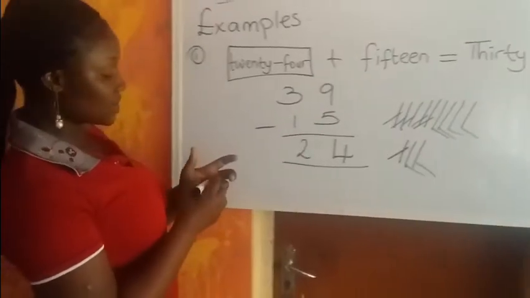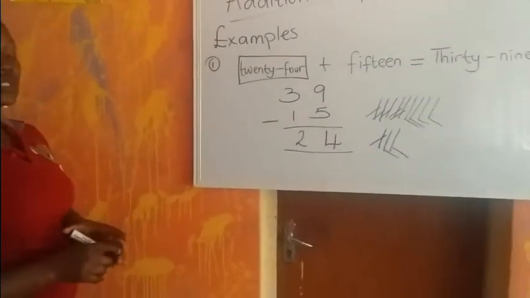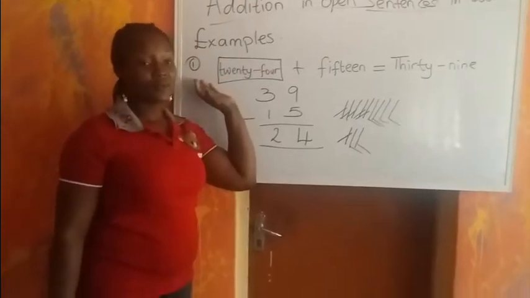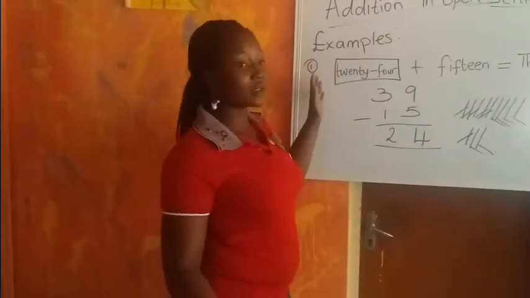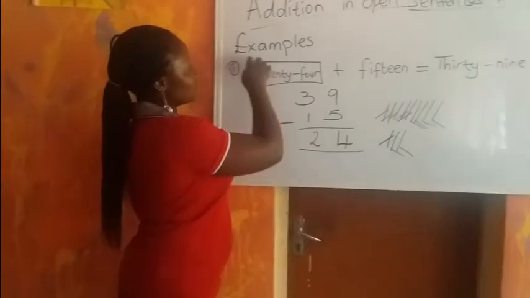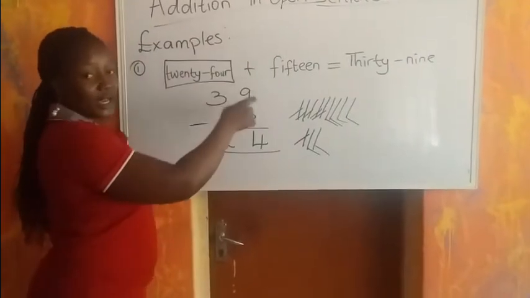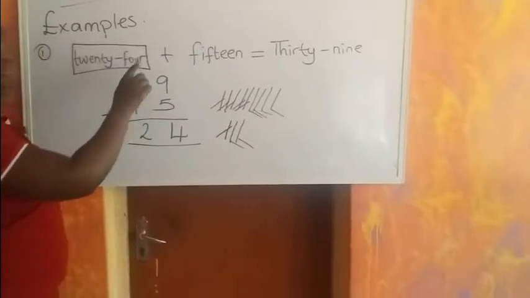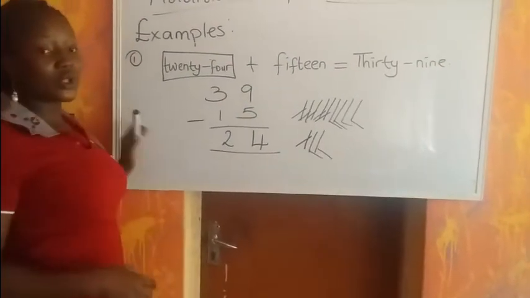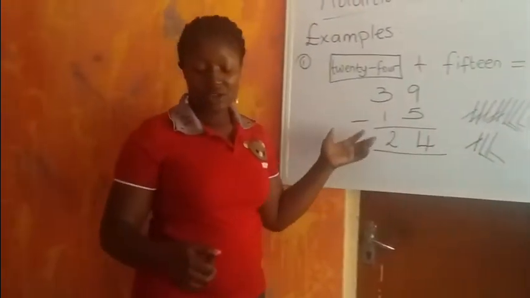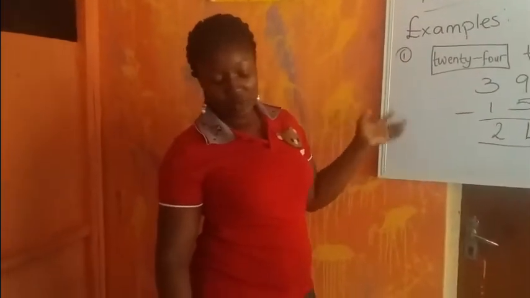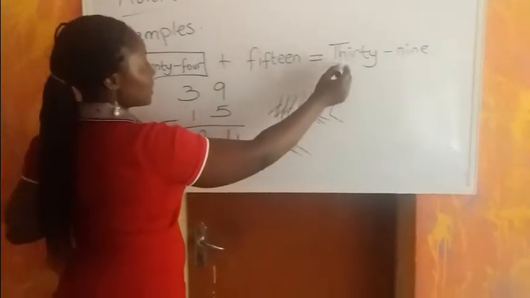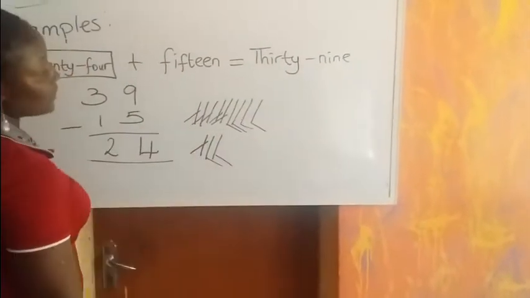And sometimes in our text, you notice that the boxes are small. They are too small for your writings. You can just write it up if you can. You write the numbers up, you spell them up, since we are dealing with addition in open sentences in words. So here, 24 plus 15 is 39.